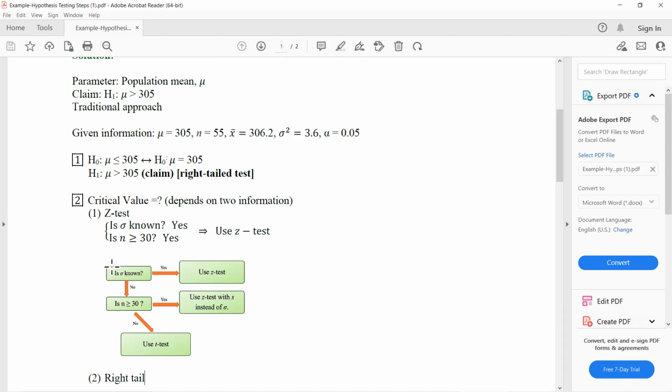So is our sigma known? Yes, it is. They gave it to us. Only they gave us the variance. They were tricky. They gave us the variance, but from the variance, we can get the standard deviation. So do I know sigma? Yes. That's an automatic use of the z-test, okay? But n is also greater than 30, which is also a yes response. So on number 2, you first write the answers to these questions. Is sigma known? Yes. Is n greater than or equal to 30? Yes. And then z-test.